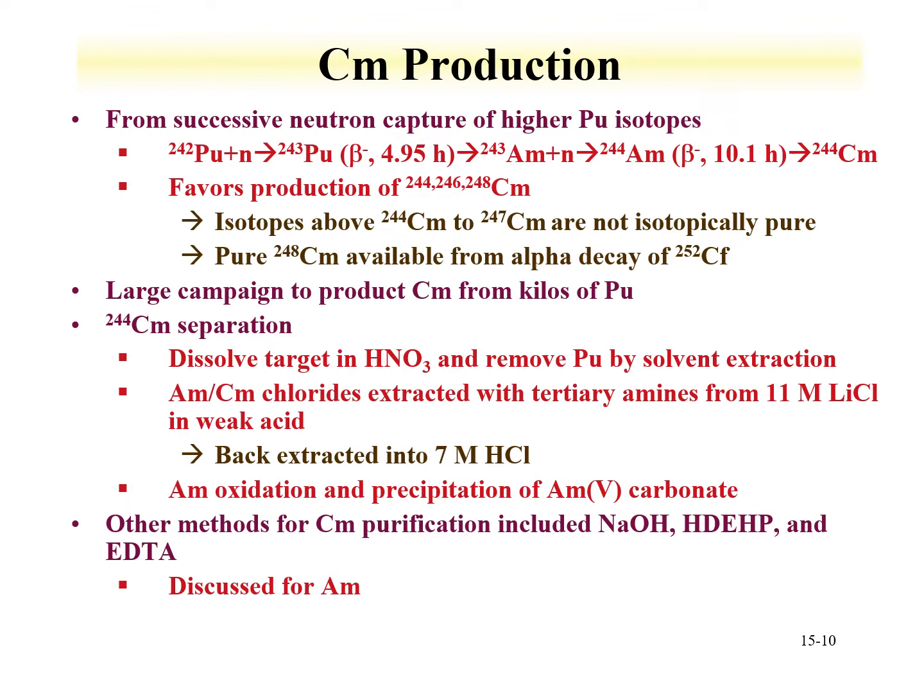There were large campaigns to produce curium based upon initial kilogram levels of plutonium. Curium-244 separations from this plutonium involved dissolution of the target and removal of plutonium by solvent extraction, and then americium-curium separations based upon ion exchange or solvent extraction with weak amines in high lithium chloride solutions. We discussed this work in the previous americium section. Other separations with americium could include the oxidation of americium to the 5 state and the precipitation of americium 5 carbonate.